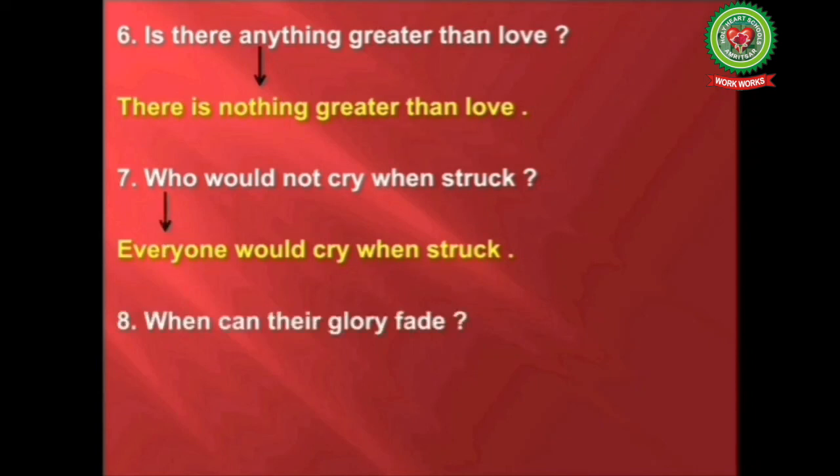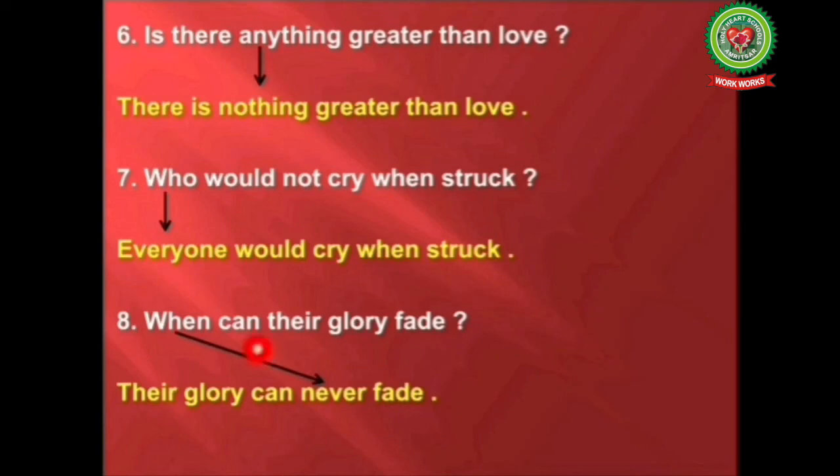Let's proceed further. When can their glory fade? Again here, we are talking about when. So here, we have to use the negative word never because the question is in positive form. So to make it negative, we have to use never in the sentence. So our answer is: their glory can never fade. And at the last, the question mark will change into a full stop.